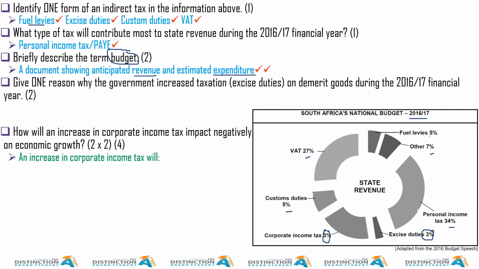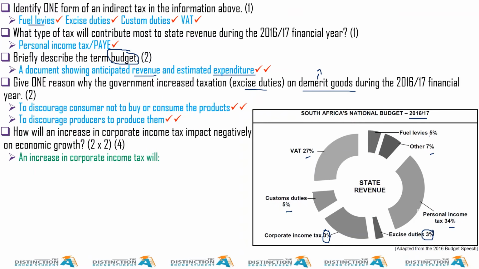Give one reason why the government increased taxation, that is excise duties, on demerit goods during the 2016-17 financial year. Actually, government does this almost every year. They always increase this excise duty, and it's done to discourage the consumption of demerit goods, to discourage consumers not to buy or consume the product. And the reason is because demerit goods are those goods that are deemed to be bad. A good example is cigarettes. Another one is alcohol. When people are drunk, they could affect the community in a negative way. So we say demerit goods have a negative externality. So because they have that negative externality, then government finds ways in which they can restrict consumption, and so they do it by increasing excise duties, right? To discourage producers from producing these items.